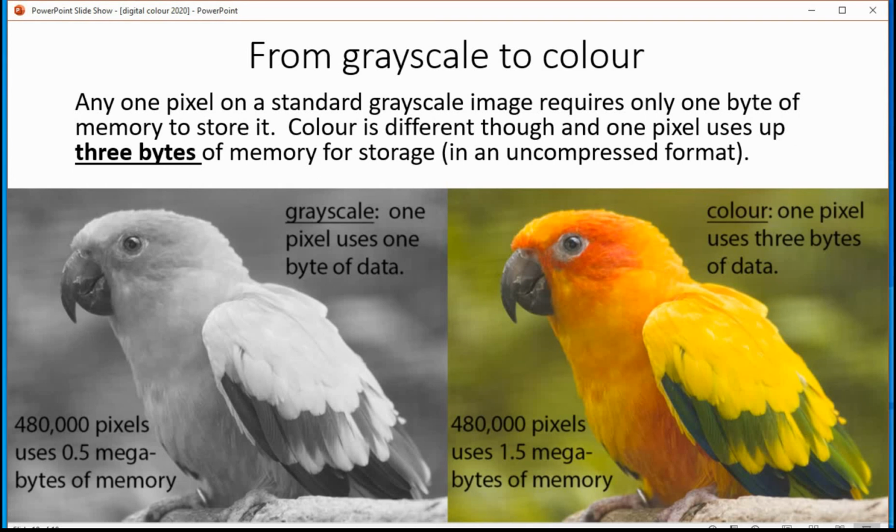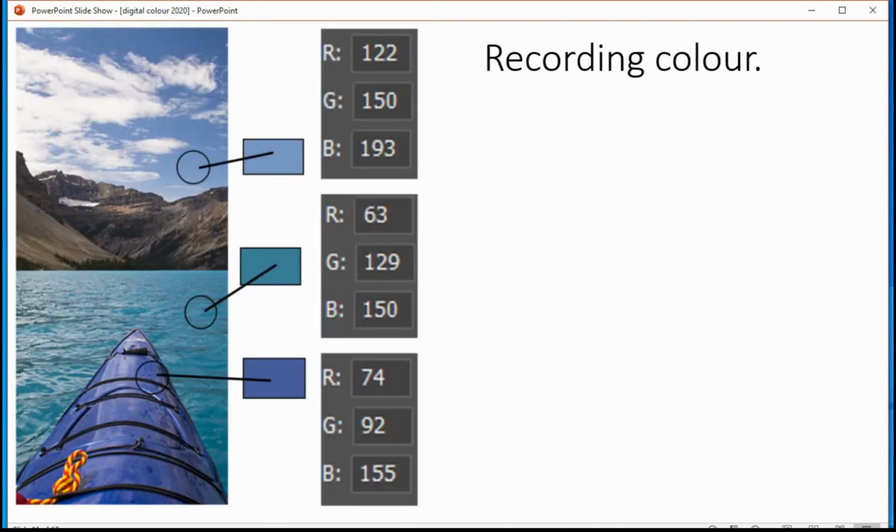So you can see on the left there is a grayscale image of the parrot. It takes approximately half a meg of memory. Then there's the color image of the parrot. It takes 1.5 megs of memory, 3 times as much. That's uncompressed.